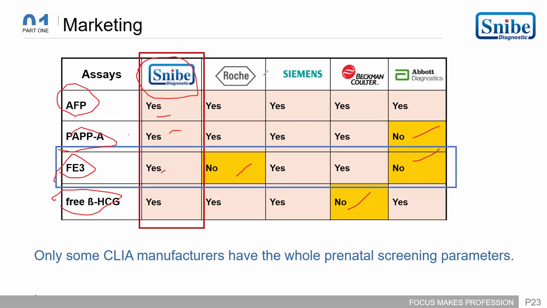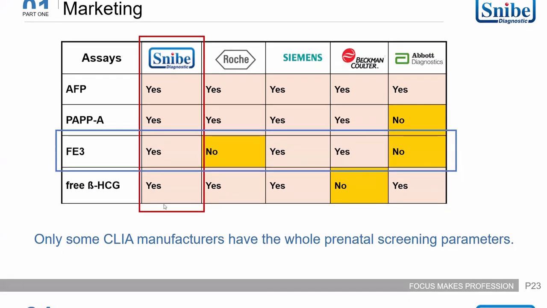Only one company has a comprehensive menu, but the challenge is they do not have all these assay solutions on a single instrument platform. If they want to run all this prenatal screening, they may require more than one analyzer. So that is important information about SNIBE: we are the only company providing a very comprehensive menu for prenatal screening.